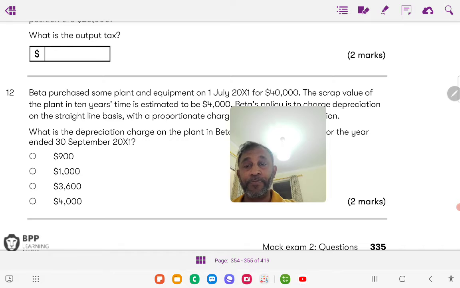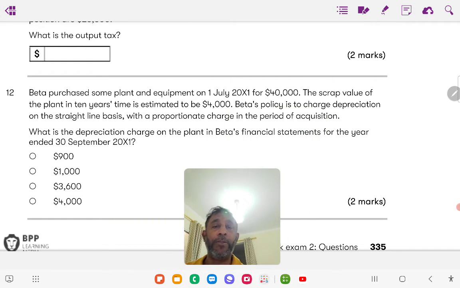Next question. Beta purchased some plant and equipment on 1 July 2011 for 40,000. The scrap value of the plant in 10 years time is estimated to be 4,000. Beta's policy is to charge depreciation on a straight line basis, with a proportionate charge in the year of acquisition. What is the depreciation charge on the plant in Beta's financial statements for the year ended 30 September 2011?